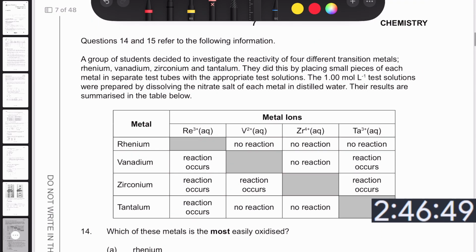Question 14. A group set out to investigate the reactivity of 4 different transition metals: rhenium, vanadium, zirconium, and tantalum. It is done by placing small pieces of each metal in separate test tubes with the appropriate test solutions. The 1 molar test solutions were prepared by dissolving the nitrate salt of each metal in distilled water. The results are summarized in the table below.